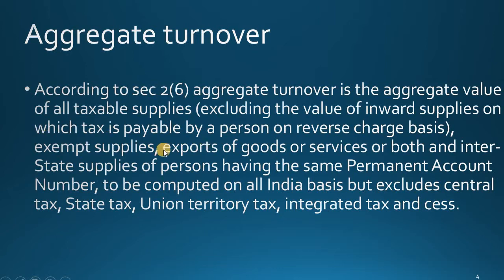It also includes exempted supplies, export of goods or services, or both, then interstate supplies of persons having the same permanent account number, to be computed on all India basis, but excluding central tax, state tax, union territory tax, integrated tax and cess. So aggregate turnover includes all the taxable supplies, including exempted supplies, export supply, interstate supply, everything, and it should be computed on all India basis. So throughout India, whatever supplies that you have made, should be included in the meaning of aggregate turnover, but it will not include all the GST that is paid.